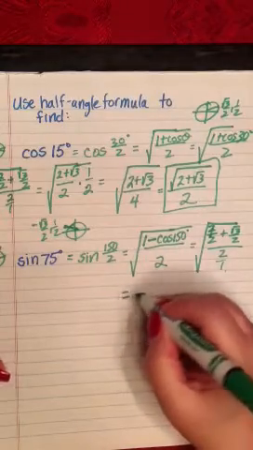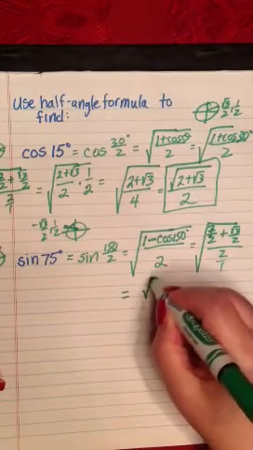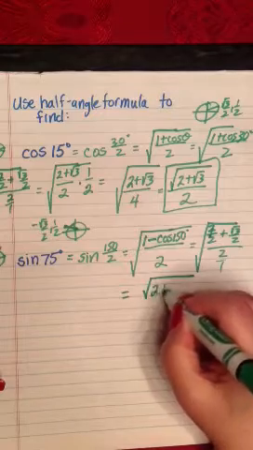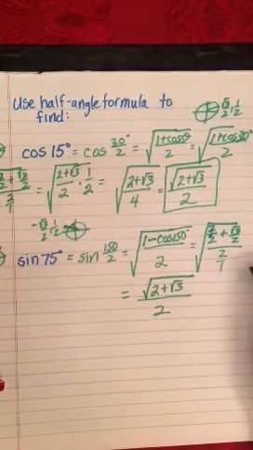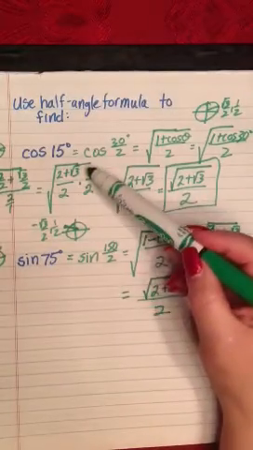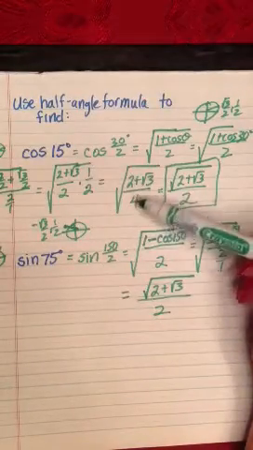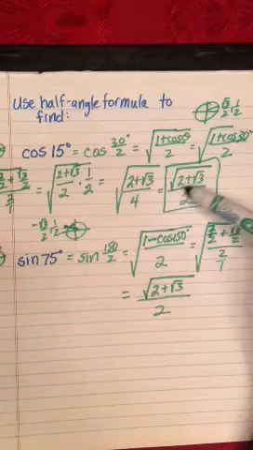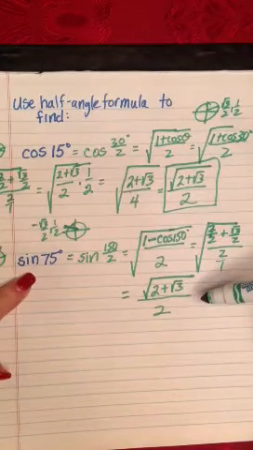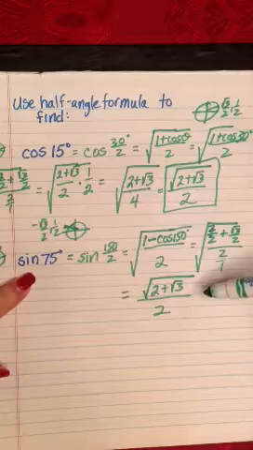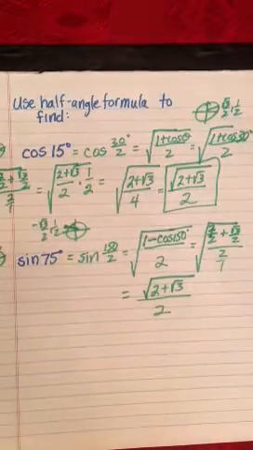So actually I could just cheat and go to the answer, which will be the square root of 2 plus the square root of 3 over 2. You just do the whole dividing fractions, easy as pie: flip the bottom and multiply. So it's the square root of the top over the square root of the bottom, and the square root of 4 is 2. So that would be the answer to the sine of 75 degrees using the half-angle formula.